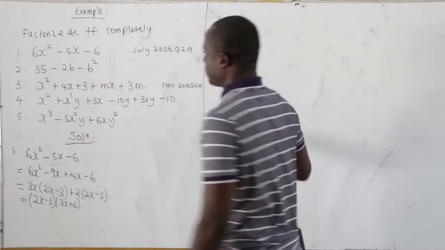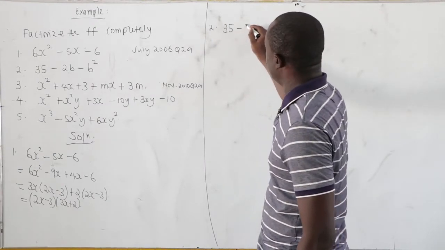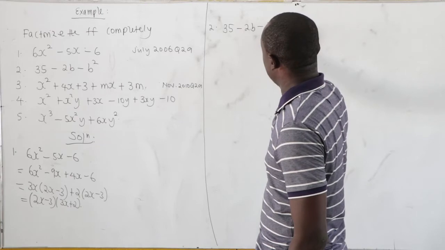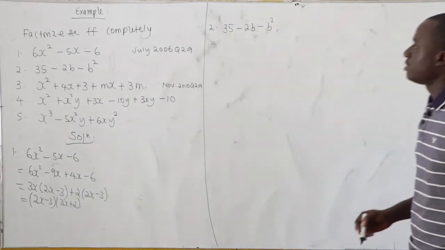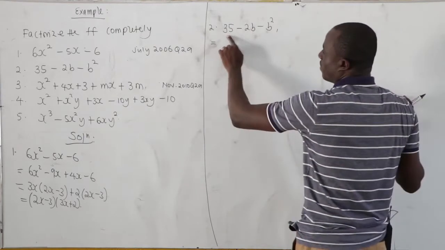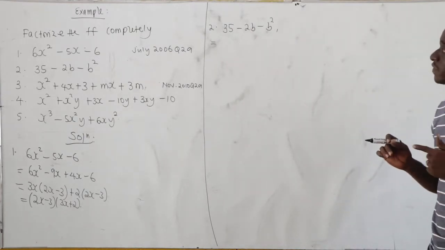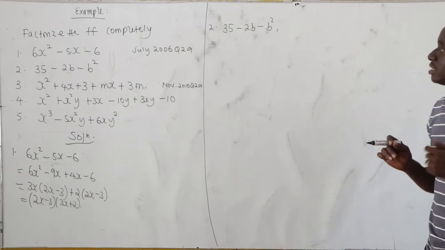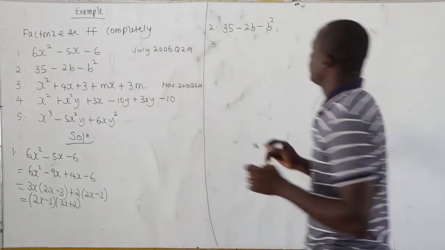Now let's see question number 2. That is, we have 35 minus 2b minus b squared. Now let's see. Here the constant term is 35, and then we have negative 1. So 35 times negative 1, that's negative 35. But when you add, we are going to get negative 2. And this is negative 7, positive 5.